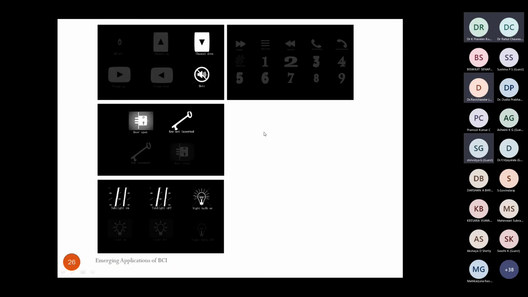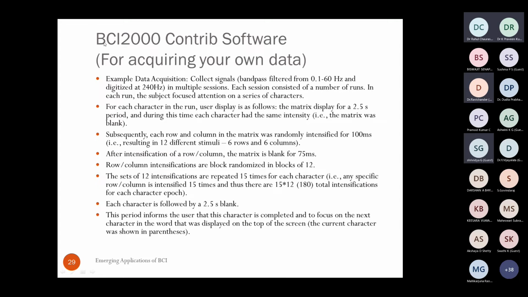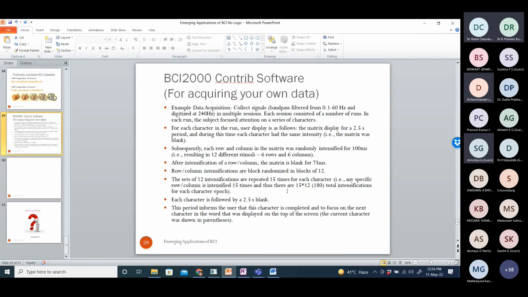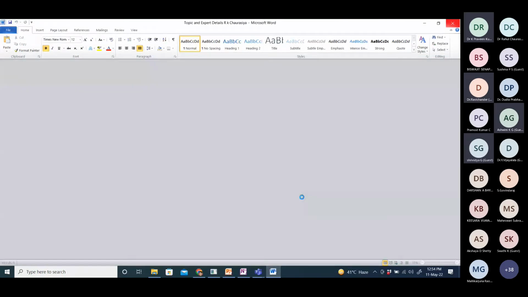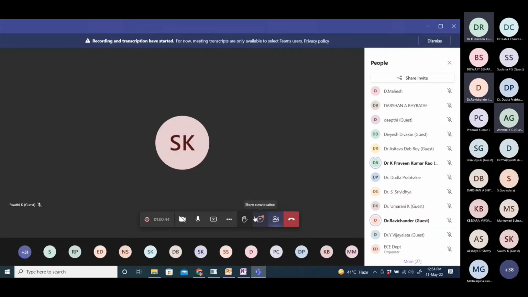And also, as I already told, there is open source software and data sets available if you want to download them. If you want to acquire the data set yourself, then you can use the BCI2000 software. Okay, if you have any doubt, we can discuss it now. Any doubt or any question?